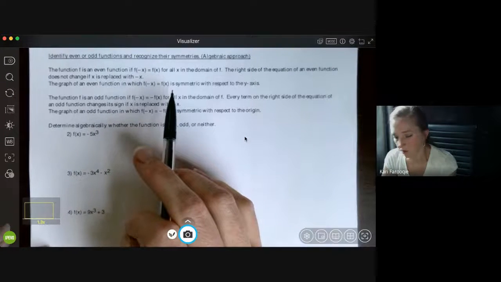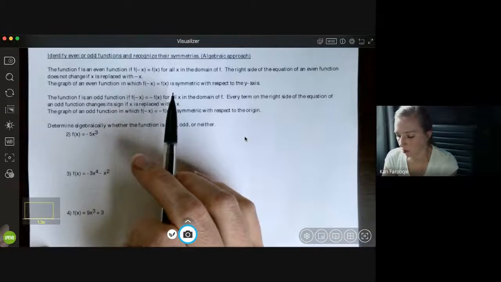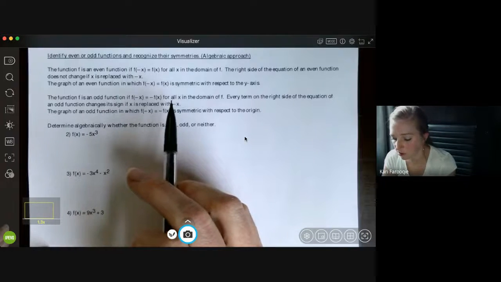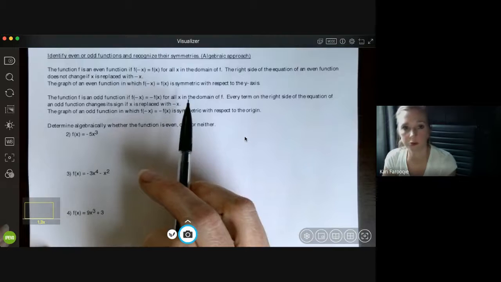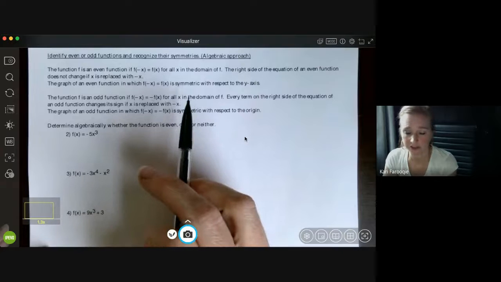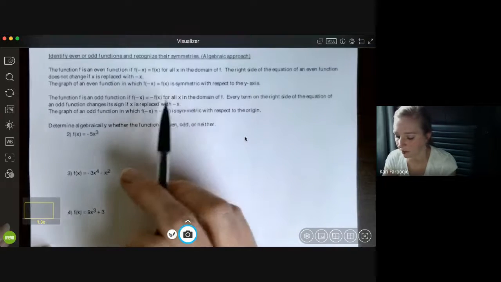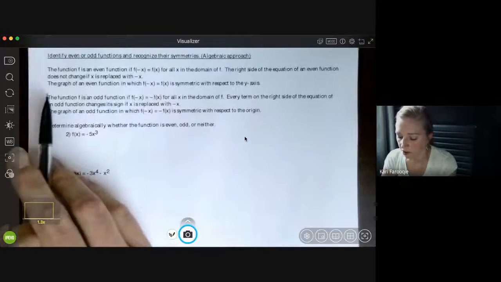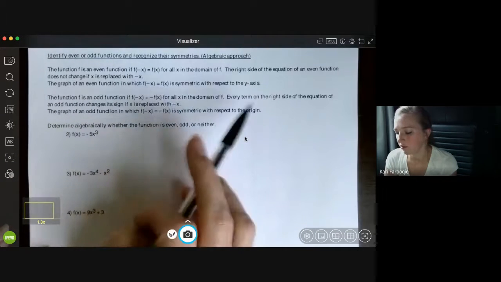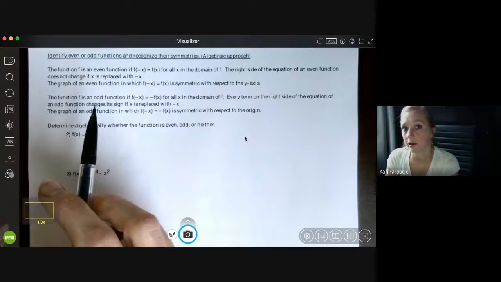We're going to look at these graphically after we do the algebraic approach. The right side of an equation of an even function does not change if x is replaced with -x. So that means you can evaluate the function at -x and the right-hand side stays the same. That's how you know it's even. The graph of an even function in which f of -x equals f of x is symmetric with respect to the y-axis.